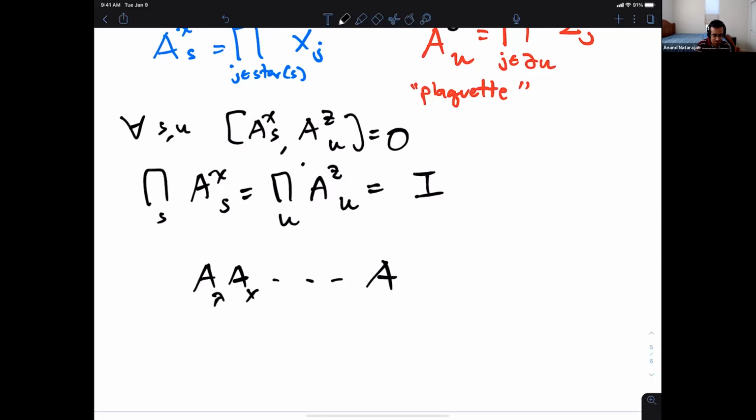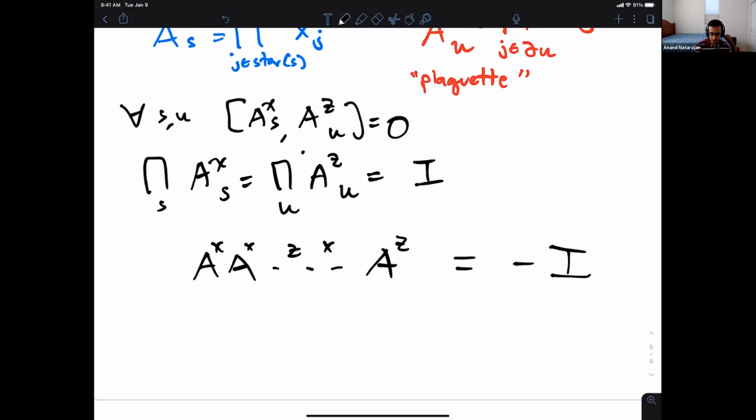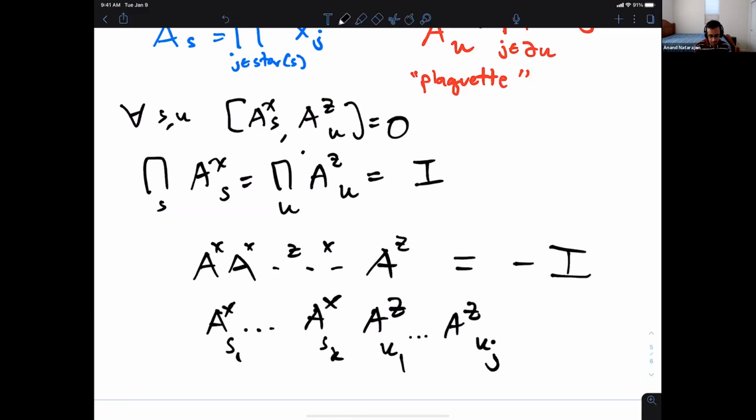Let's say it's like X, X, and maybe a Z, and then an X, and a Z. Let's say I claim that this word is minus identity. On the left-hand side, I can just put all the X's on the left and all the Z's on the right without any phases coming out in front, because every stabilizer commutes with every other one. So I have A_X up to U_K, then A_Z, or those were called S, weren't they, and then U_1 up to some U_J. And then I just look at the form of these things.